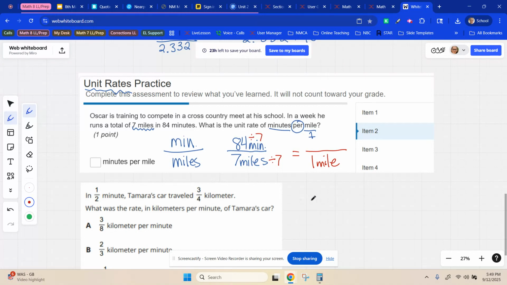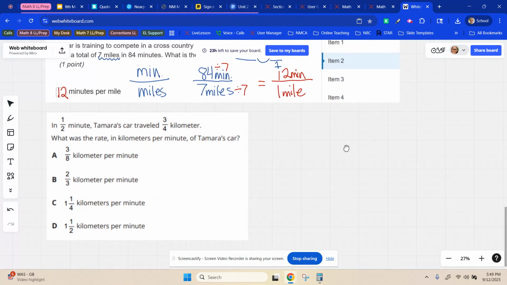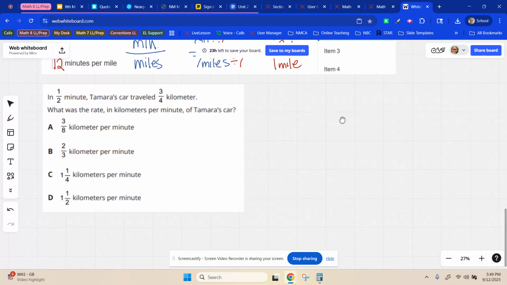What's 84 divided by 7? I think it's 12. So it turns out he has run a 12-minute mile, which is extremely fast. I walk about 27 minutes per mile with my dog. So that is quite a bit faster.